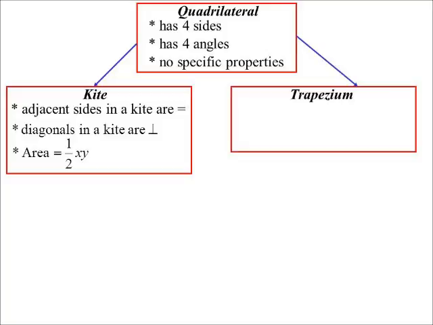Branch off another way, we can come up with a trapezium if the fact that we know about it is we have one pair of sides parallel. What do we know about trapeziums, or trapezoids, sometimes people use as the plural? Well, pretty much just the area formula. So half perpendicular height times sum of the parallel sides. That's the formula we use for that one.